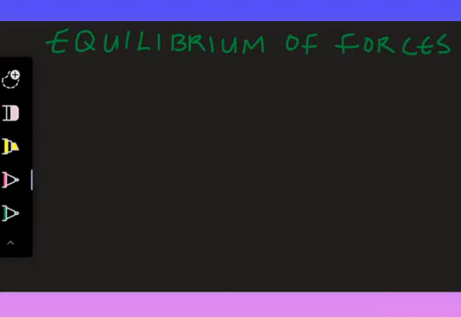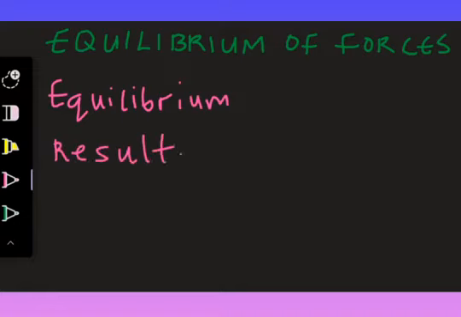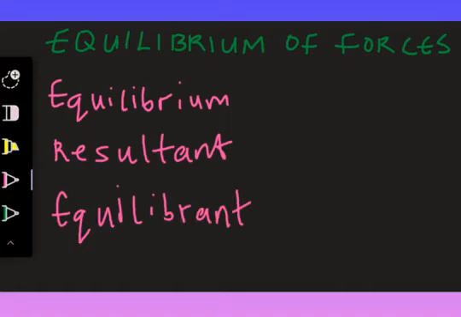In this lecture, we'll be talking about three important things, and they are equilibrium, resultant, and equilibrant. These are three key terms in the topic equilibrium of forces. They are important terms which must be understood as you study the topic equilibrium of forces. So we shall start with the first one, which is equilibrium, then we move over to resultant, and then to equilibrant.